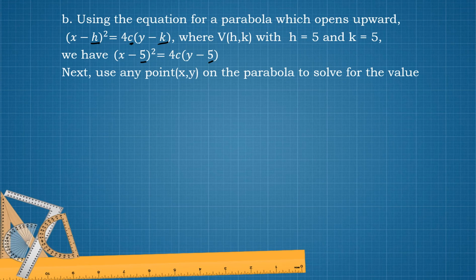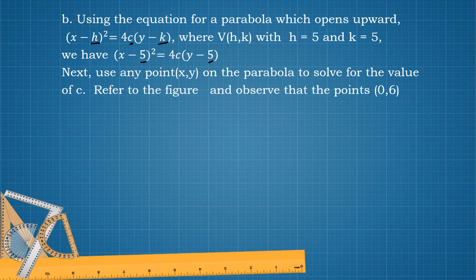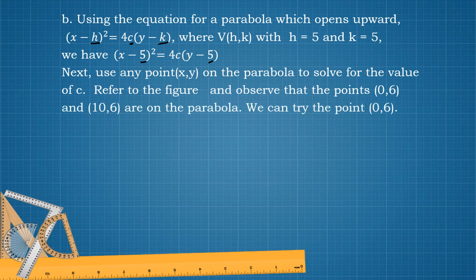Next, use any point x, y on the parabola to solve for the value of c. Refer to the figure and observe that the points 0, 6 and 10, 6 are on the parabola. We can try point 0, 6. Where did we get 0, 6 and 10, 6? If we take a look at the figure, it is this one, and this one.